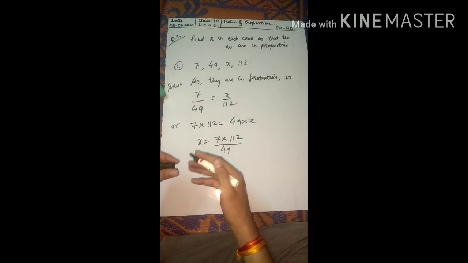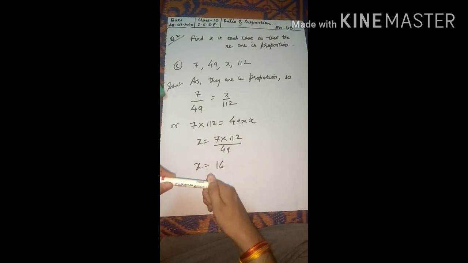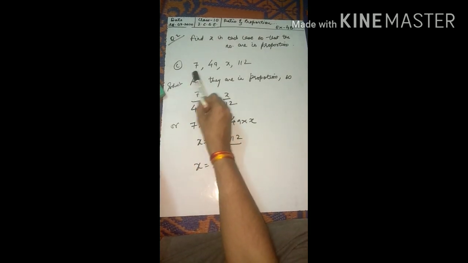We come to the second question. It says find x in each case so that the numbers are in proportion. So I'm doing C1. This is the question.